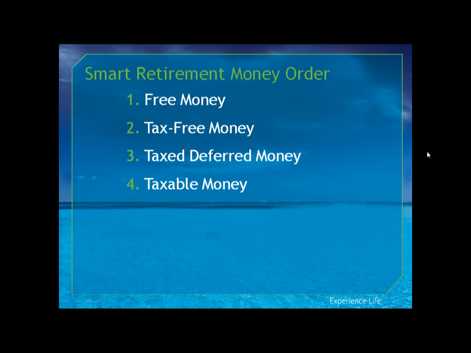First is we have our free money. Second, we have our tax-free money. Third is our tax-deferred money. And fourth is the taxable money. Now let's break this down a little bit.